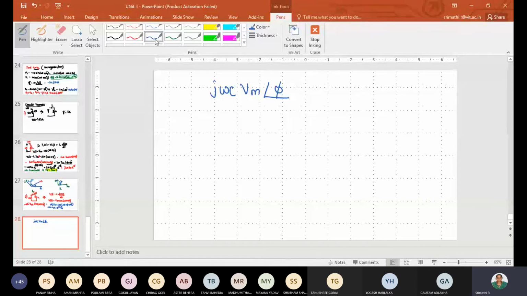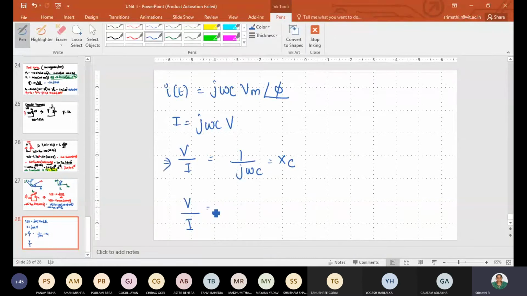So this will be equal to I of t. When I write it in phasor form, it will be I equal to j omega C times V. So from this, what is your V by I? It is 1 divided by j omega C, which is equal to XC. Similarly, V by I for your L will be equal to j omega L, which is equal to XL.